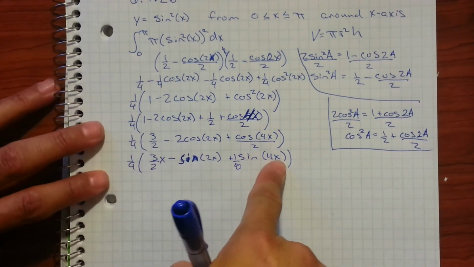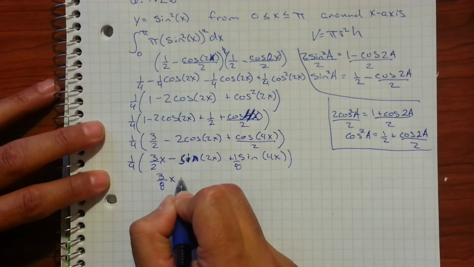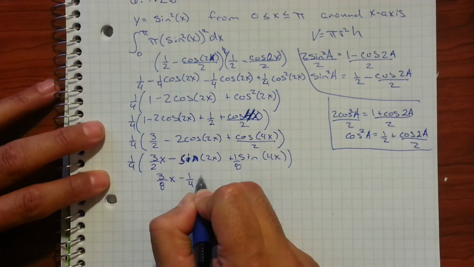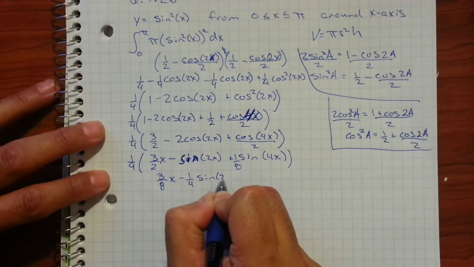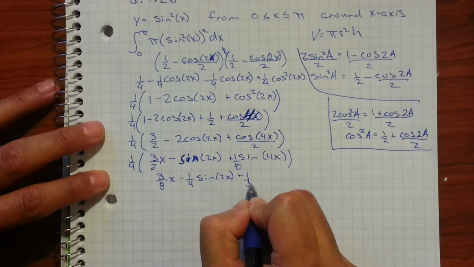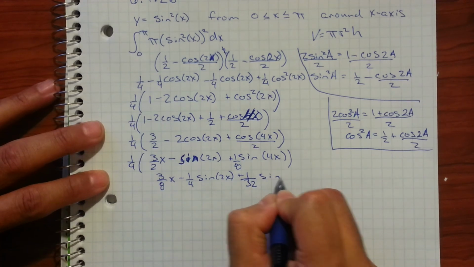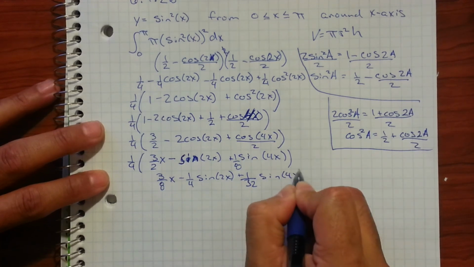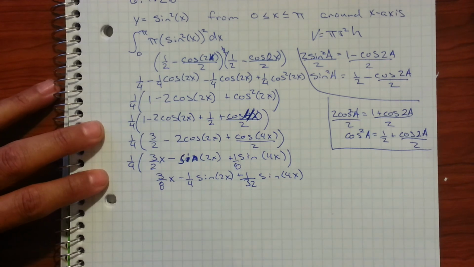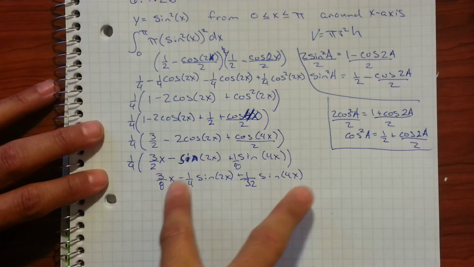Okay, let's go ahead and put this back in. So I get 3 over 8x minus 1/4 sine of 2x and plus 1/32 sine of 4x, like that. So we've taken care of the integration part. So just the integration part.